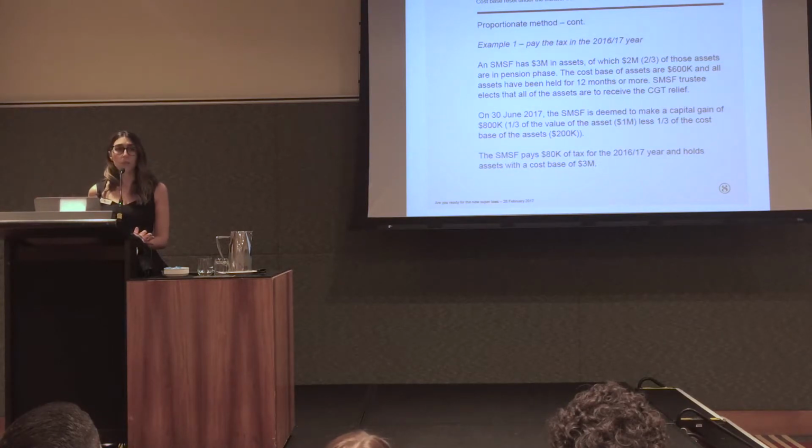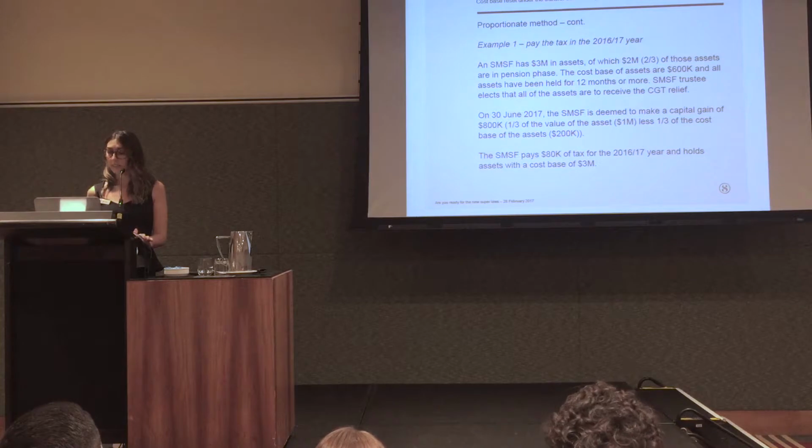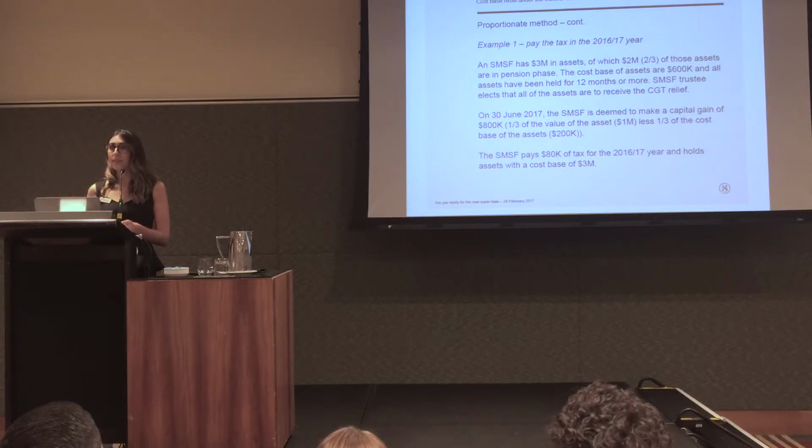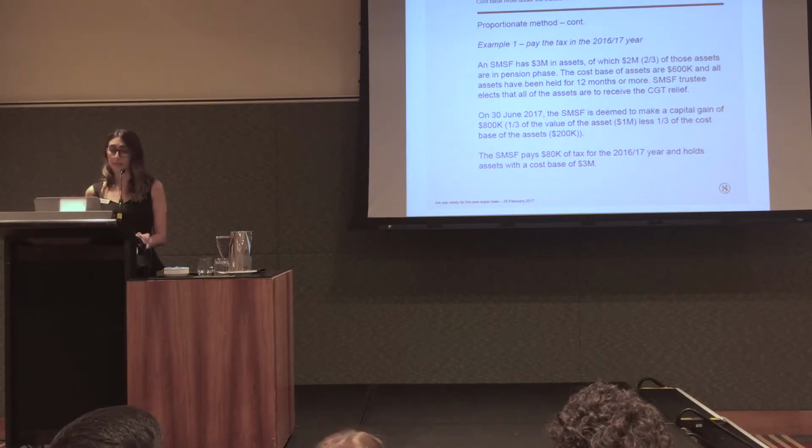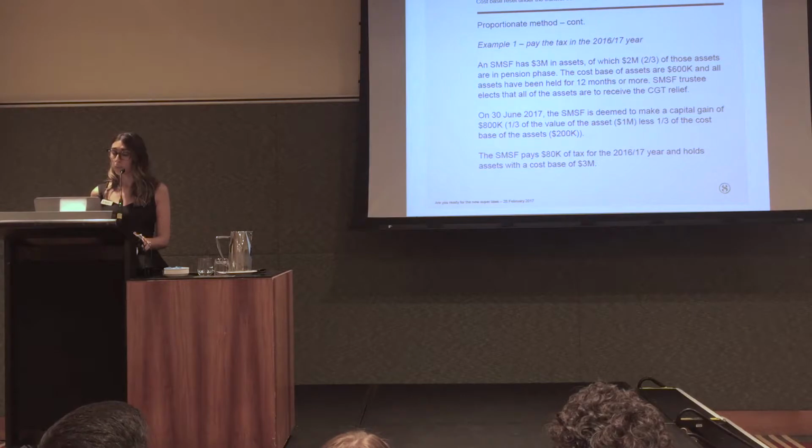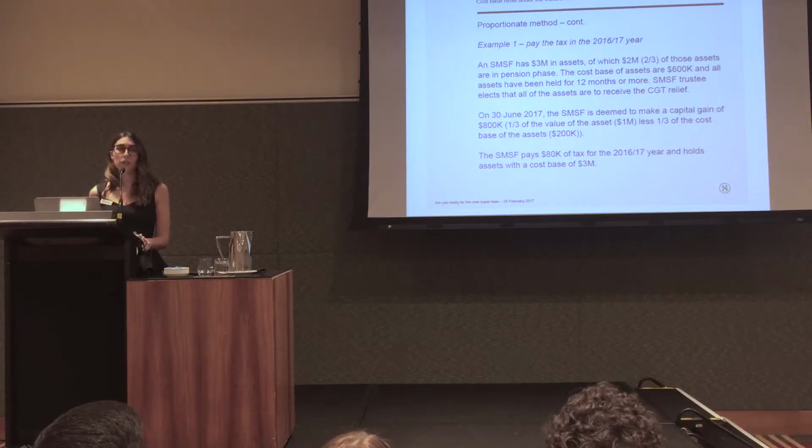So an example of how this would work, this example talks about paying the tax in the 2017 year. So let's say we've got an SMSF and it holds assets of $3 million and 2 million of those assets are in pension phase, so you're 2/3 in pension phase. The cost base of the assets is $600,000 and all assets are held for 12 months or more. The SMSF trustee chooses to apply the relief to all the assets of the fund.